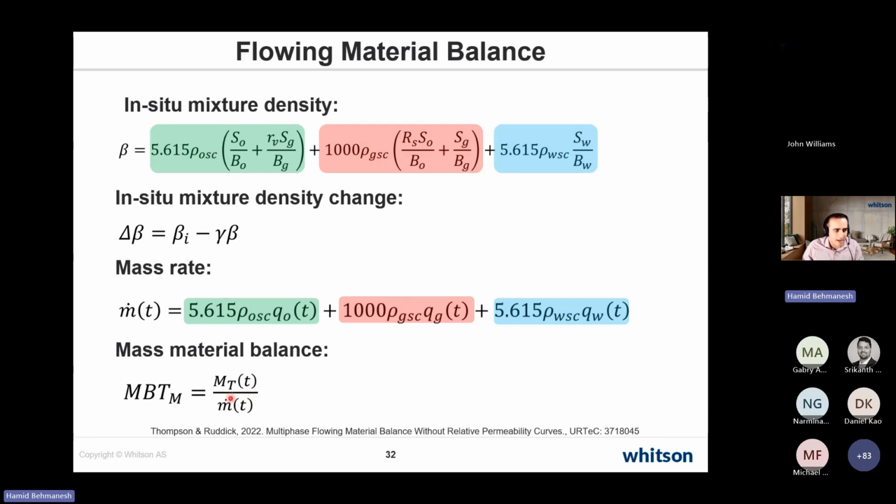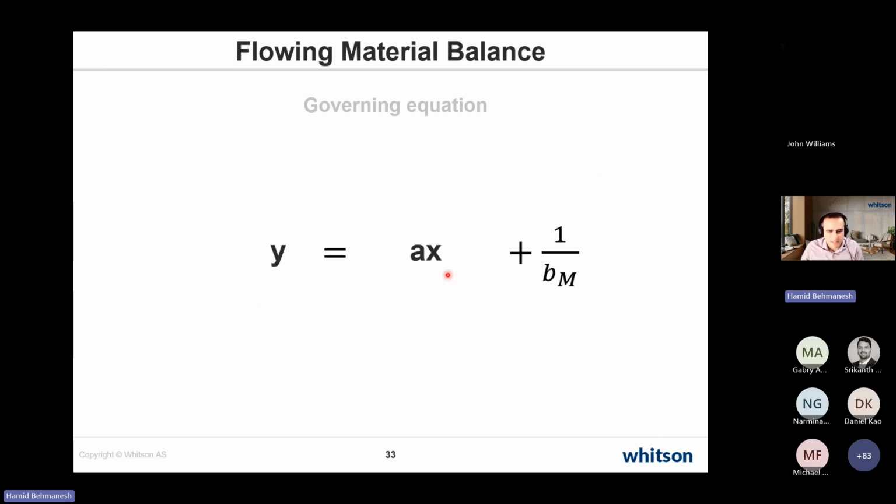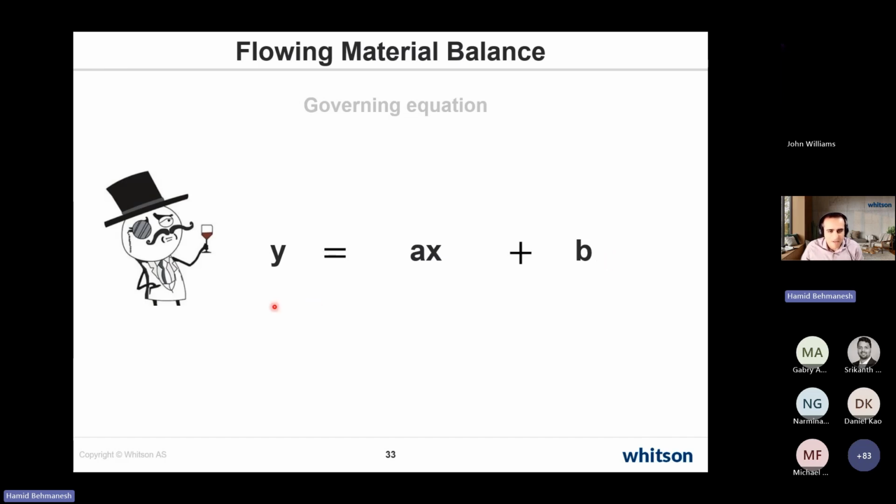But here, material balance time based on mass is cumulative mass divided by instantaneous mass rate. So one more time, this equation: if I treat this as y, this one as ax, and this as the intercept, it's going to be a very simple straight line, right? That's my governing equation. That's another beauty of these simple material balance terms.